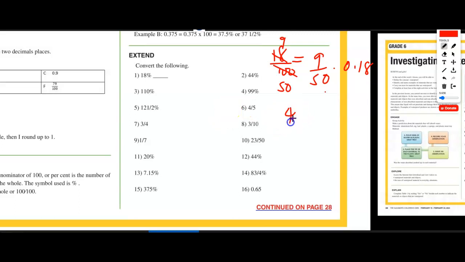Number 2, we have 44%, so it's 44 over 100. 2 can go into this 22 times, and 2 can go into 100 50 times. If it's 44%, it would be, as a decimal, 0.44.